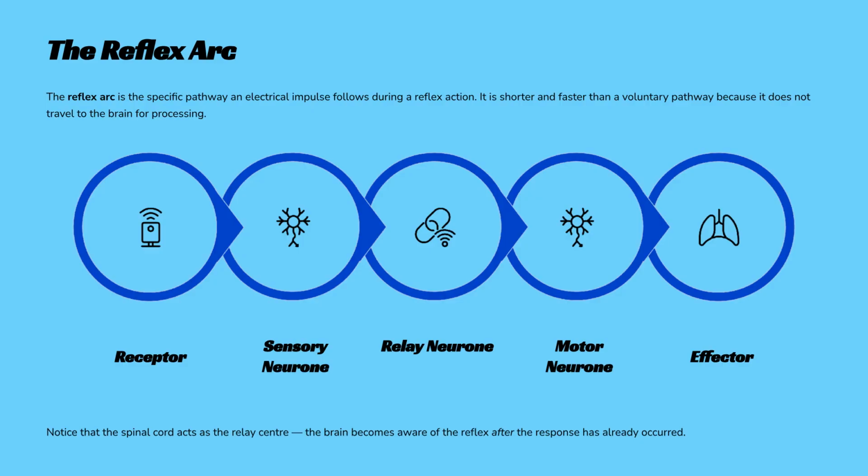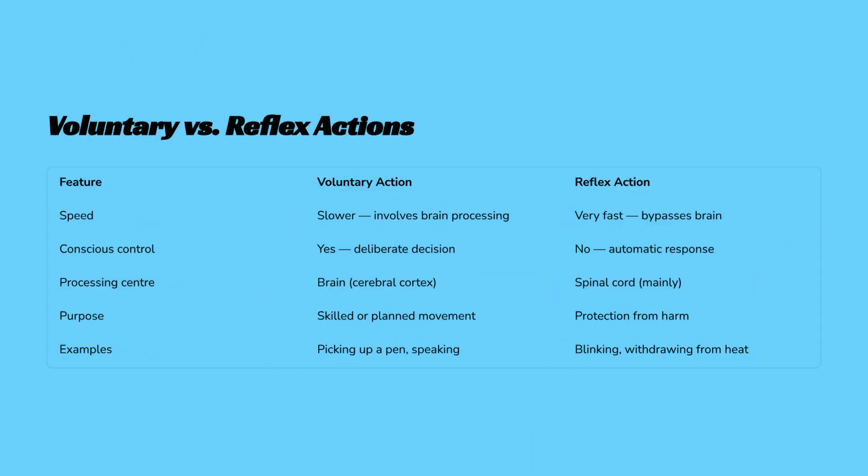It is shorter than a voluntary pathway because the processing center, the spinal cord, bypasses the brain, which only becomes aware of the action afterward. Voluntary actions are slower, involve conscious control, and are processed in the brain's cerebral cortex for planned movement. Reflex actions are very fast, automatic, and processed mainly by the spinal cord for protection.